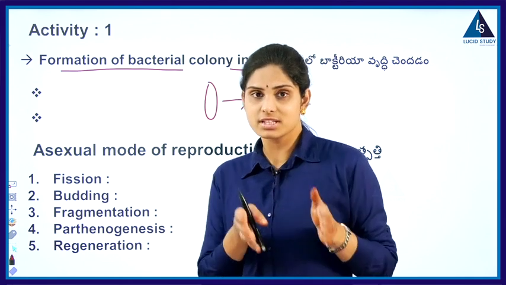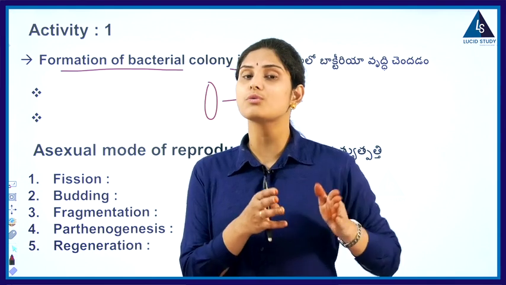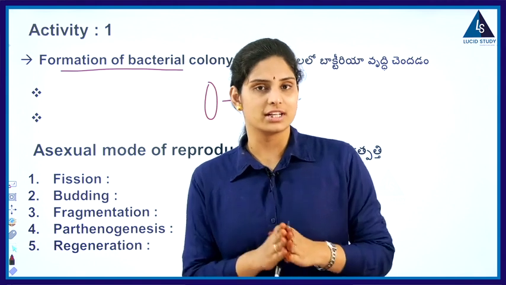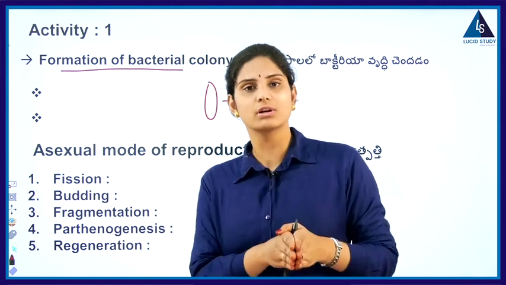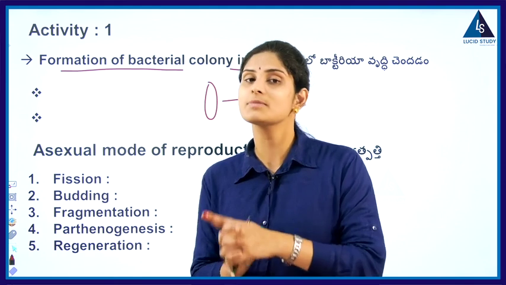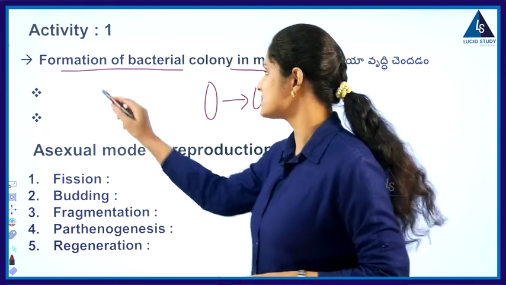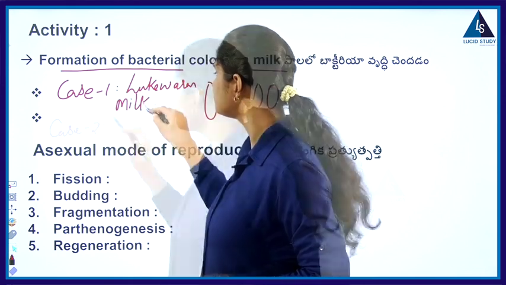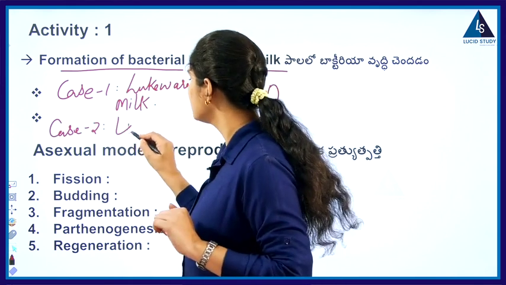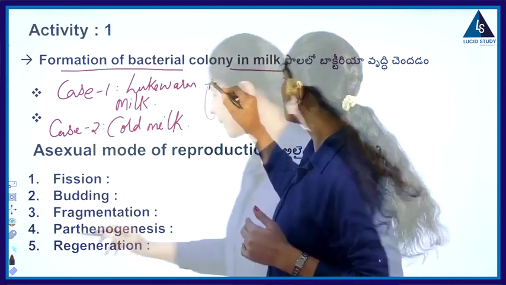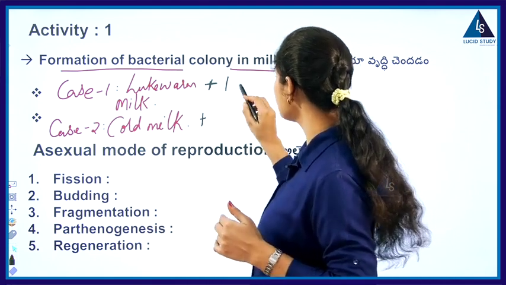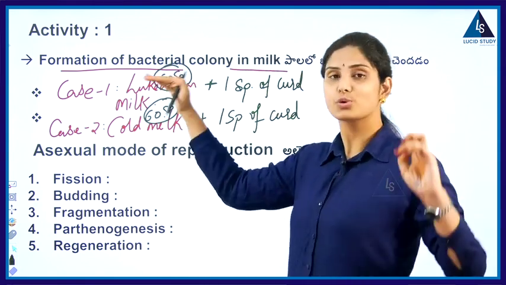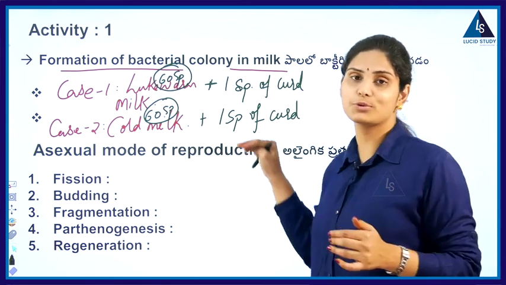Where we have used lukewarm milk in the first bowl. In the second setup, we mix the same 1 spoon of curd into 60 spoonfuls of milk, but here we take cold milk. So we say in case 1 we take lukewarm milk and in case 2 we are taking cold milk, in which we add 1 spoon of curd. Here we are taking 60 spoons of lukewarm milk and cold milk, and 1 spoon of curd.